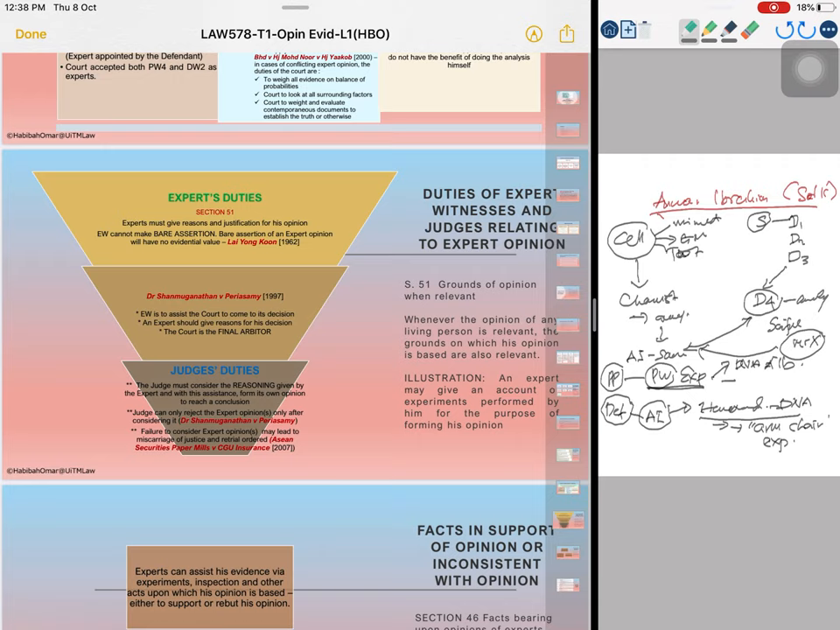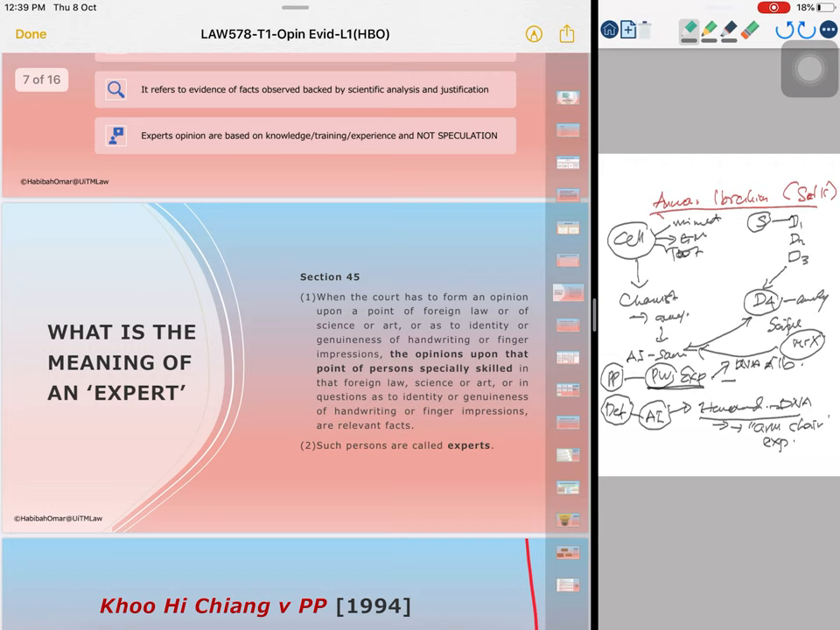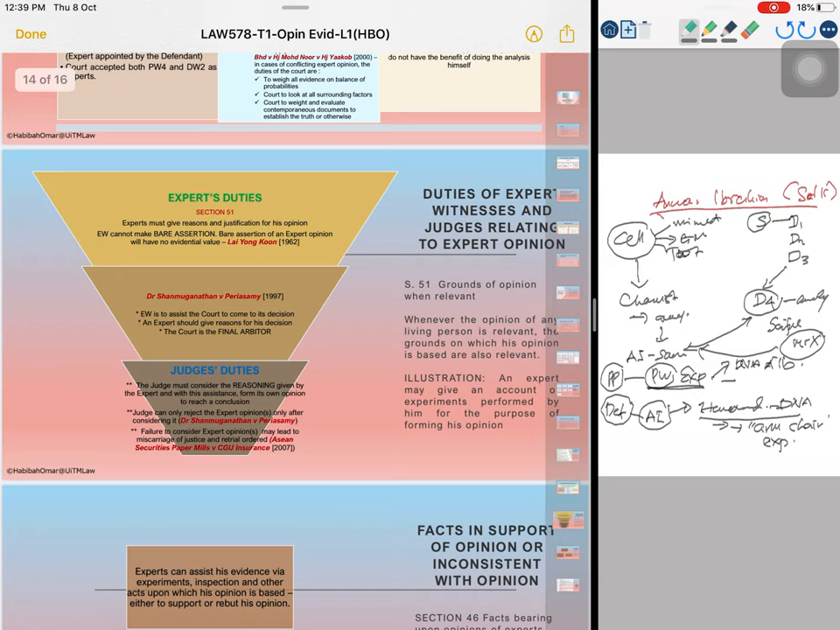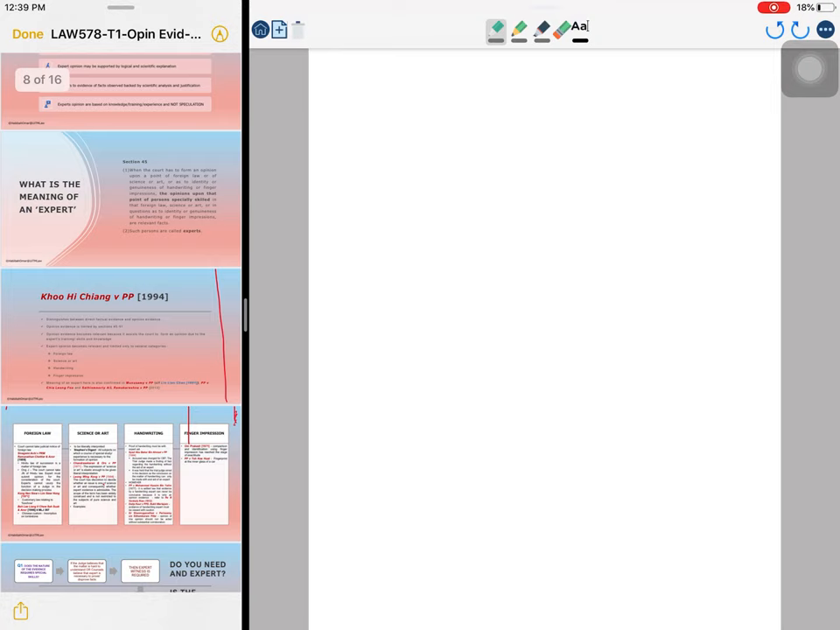And number three here, the failure of the judge to consider expert opinion may lead to miscarriage of justice and retrial. Now, if you recall the case of CGU Insurance, we have studied this case last time. If you remember, the case of CGU Insurance is also relating to fire. So it was fire, there was arson. Yeah? The issue here is the time of fire, what is the cause of fire?